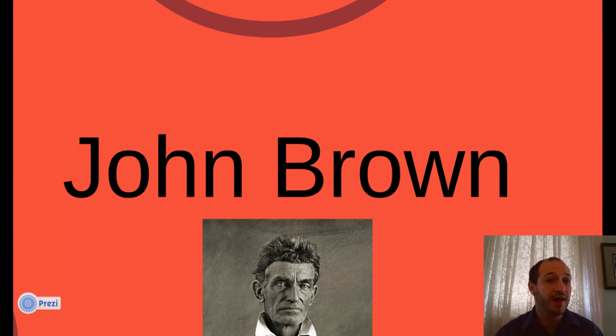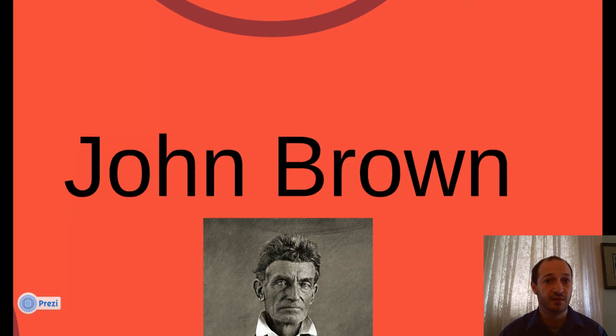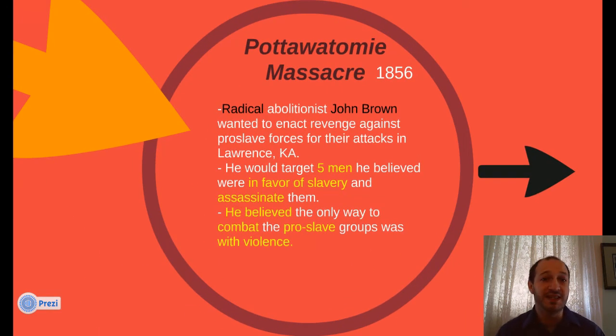John Brown is a radical abolitionist who takes the abolition of slavery into his own hands. He believes that violence is the only way to counter pro-slave forces. The first of which he commits in 1856 at Pottawatomie Creek. In retaliation to the Lawrence murders, John Brown goes to Pottawatomie Creek and calls out 5 individuals he believes are slave holders or supporters of slavery. He asks them to get on their knees, and behind them he begins to kill them with swords.